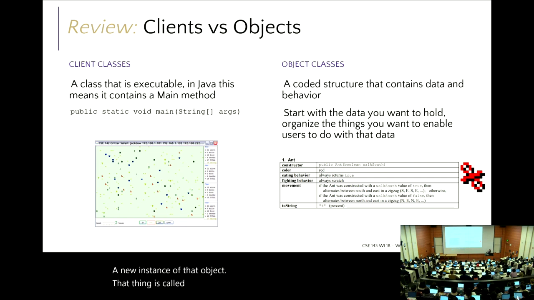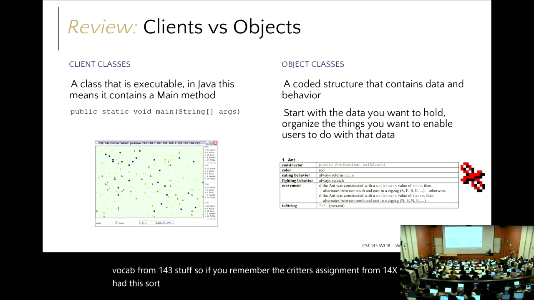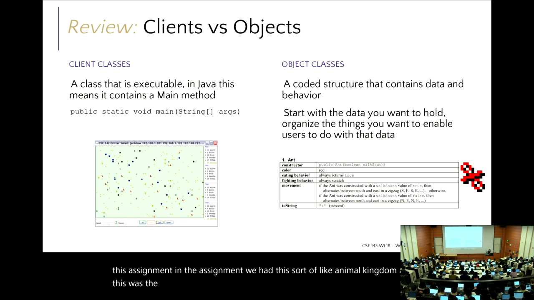If you can't tell, I'm just trying to dust off some vocab from 143 stuff. So if you remember the critters assignment from 14X, you had this sort of GUI thing here on the left. For those of you who didn't do this assignment, we had this sort of animal kingdom, and this was the view of the animal kingdom. And then you had to write a bunch of objects. There were the individual animals, and they all had specific ways that they would roam about and attack each other and eat. Those were the objects.